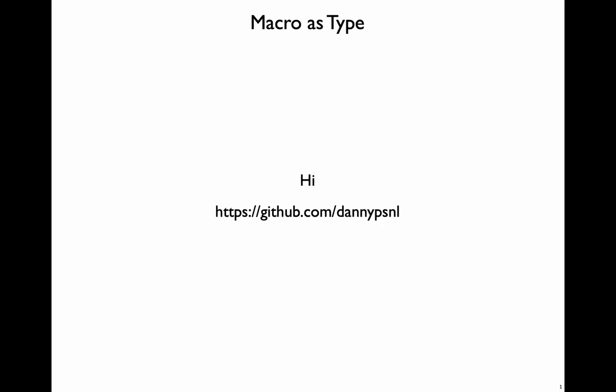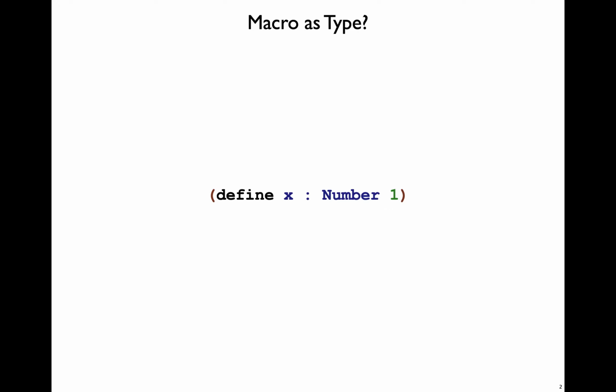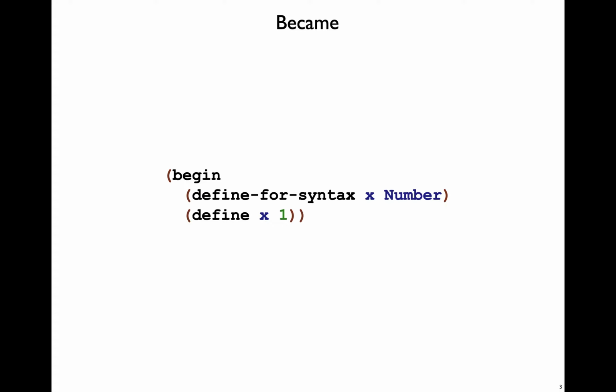Today, I'm going to present macro as type. Macro as type? What does that mean? It means we let list code become this. As you can see, the conversion is quite simple. The key idea is reusing the environment of macro to store information of types.